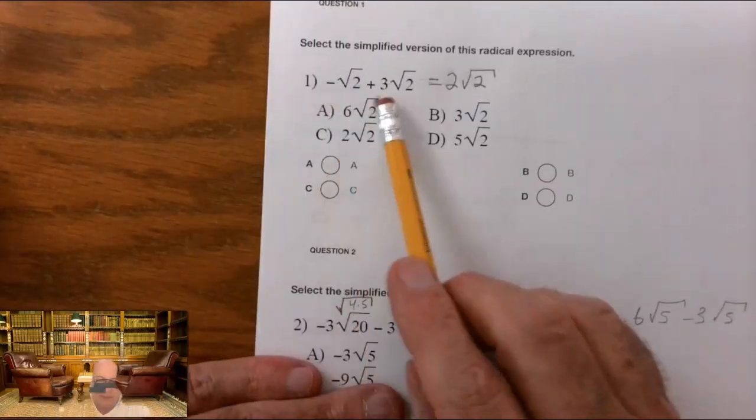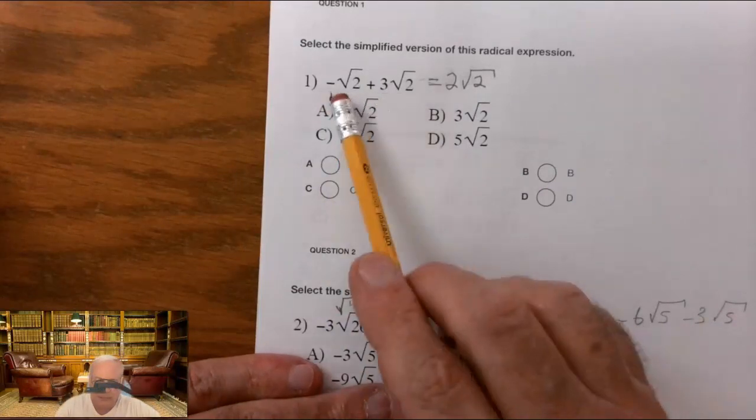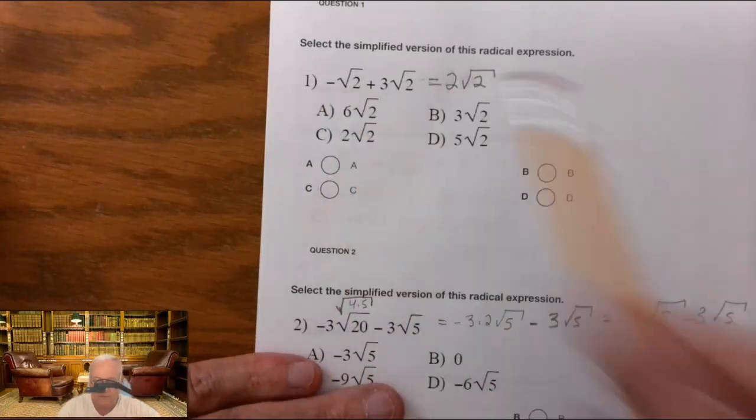Alright, number 1. Again, it's basically 3 square roots of 2 minus 1 square root of 2. That's 2 square roots of 2.